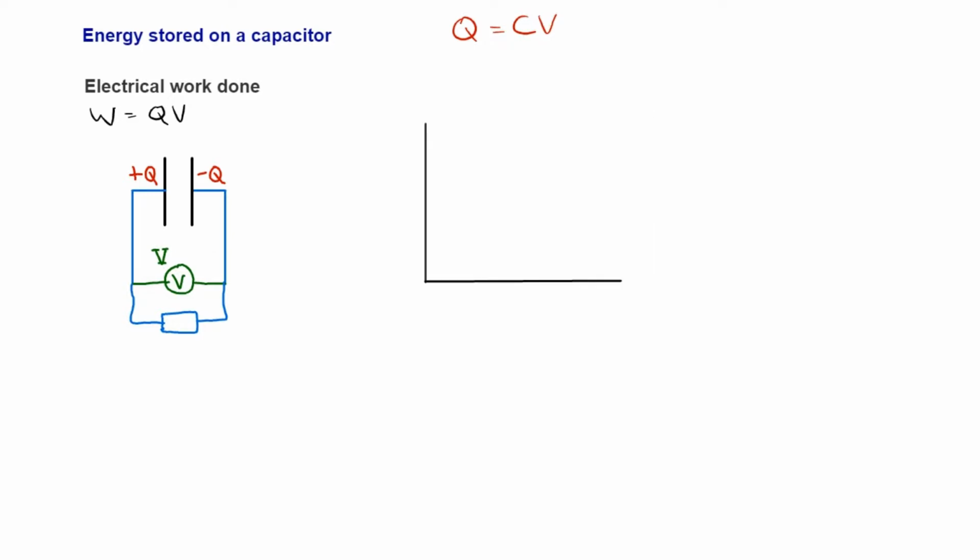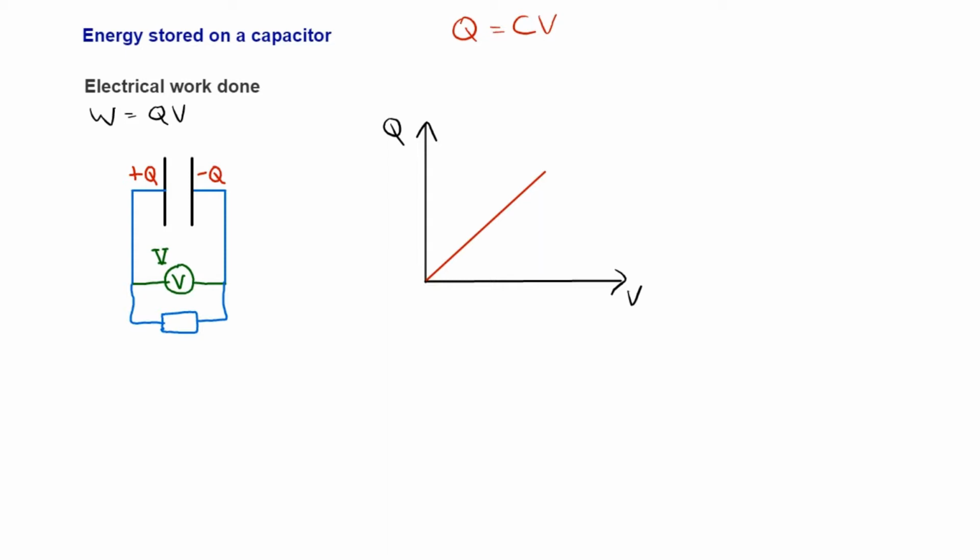Let's look at a graph, and we know what a graph of charge against potential difference looks like for a capacitor because we've been studying that, and of course it's just Q equals CV, so it's a straight line graph. And now this is very helpful in enabling us to understand how much energy is released and therefore how much energy was stored on the capacitor.